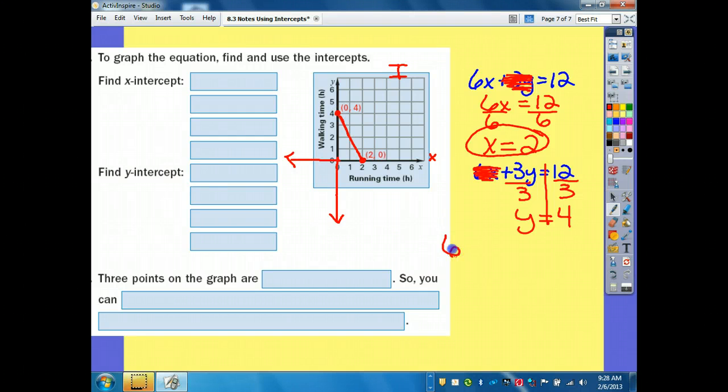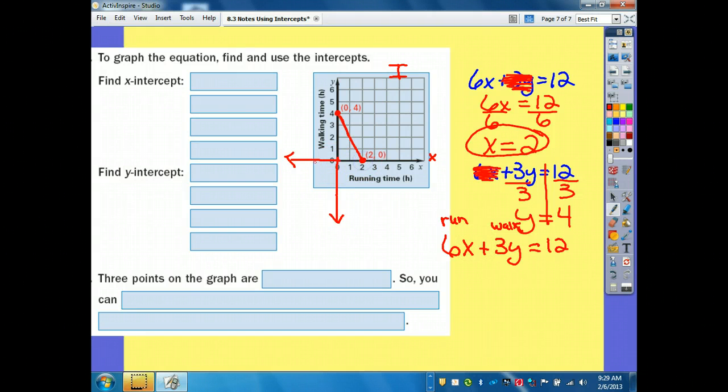Okay, so let me rewrite this: 6x plus 3y equals 12. This was our running, and this was our walking. So if we didn't run at all, how many hours would we have to walk? 4, because 3 times 4 is 12. If we didn't walk at all, how many hours would we have to run? 2, because 6 times 2 is 12.